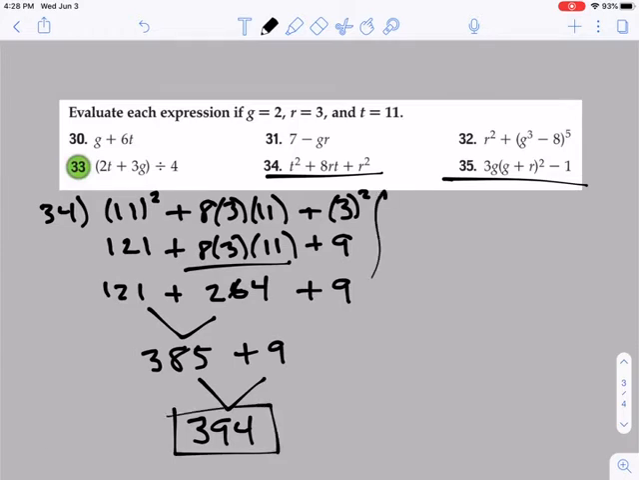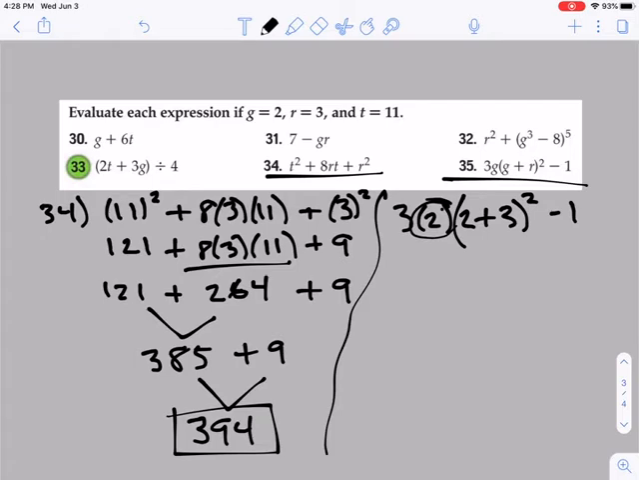Okay, let's try 35. So 3 times g is 2, times, and then g is 2 plus r, which is 3, and then that whole thing is squared, and then minus 1. So we have to do what's inside the parentheses. There's really nothing to do in this one right here, so we're just going to leave that till we multiply it by the 3.